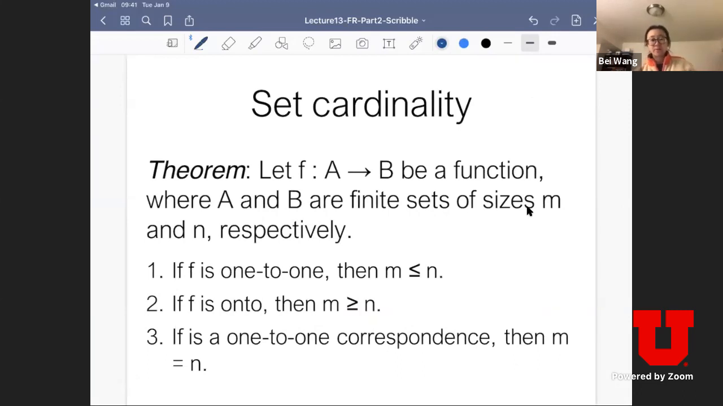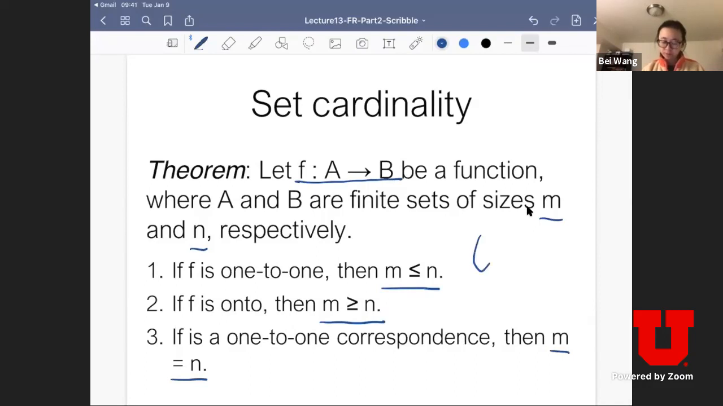So there are some interesting things related to the size of a set with respect to the function. If I have a function f mapped from one set to another, and A and B are both finite sets of size m and n, if f is one-to-one, then the size of A is smaller or equal to the size of B. If it's onto, then the size of A is bigger or equal to the size of B. If it's a one-to-one correspondence, which is bijective, then those two are equal.